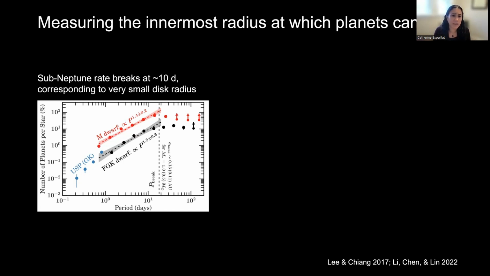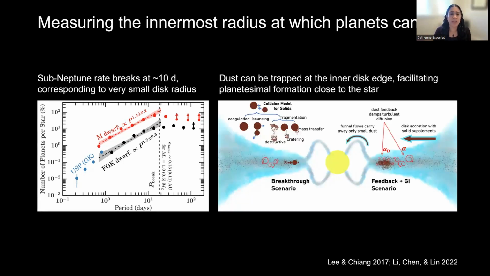So there has been some recent work showing that there should be a pressure bump generated at the innermost gas edge of the disk, and also at the dust rim of the disk. And if these two overlap, there should be enough of a pressure bump formed there that dust grains can become trapped, and that would facilitate dust grain growth, and then possibly the formation of something like super Earths very close to the star.